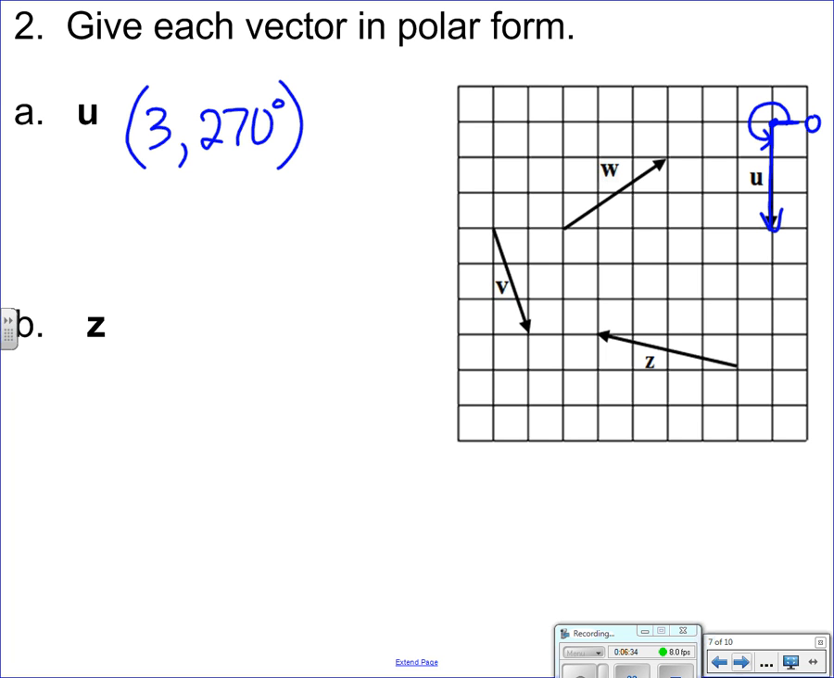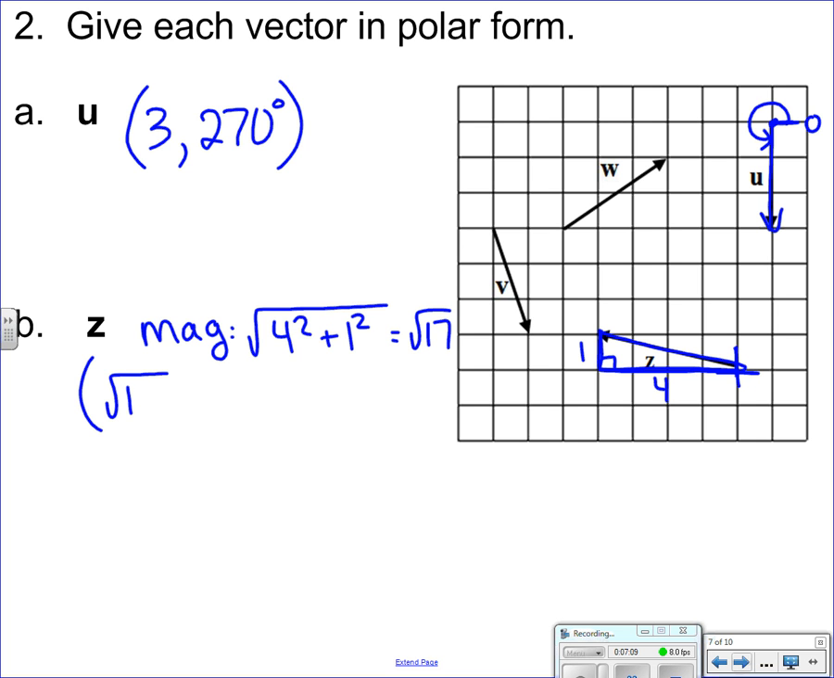Z. Now Z is a little bit more complicated because it has a direction and a magnitude that's not straight up and down, it goes diagonal. So to figure out the magnitude, think of this as a right triangle. And we're going to be doing that for everything. So one leg is 4, one leg is 1. So the magnitude is the square root of 4 squared plus 1 squared, which is the square root of 17. So our magnitude is the square root of 17.